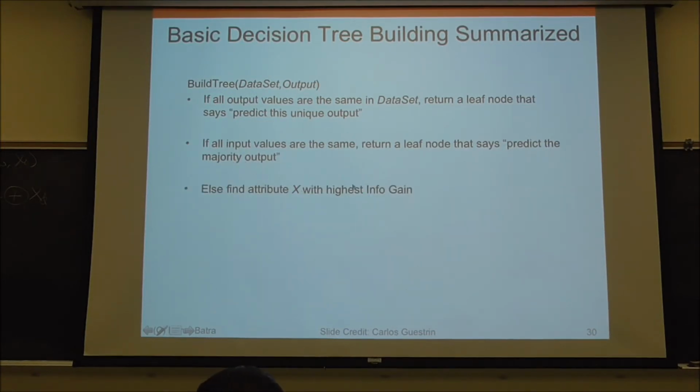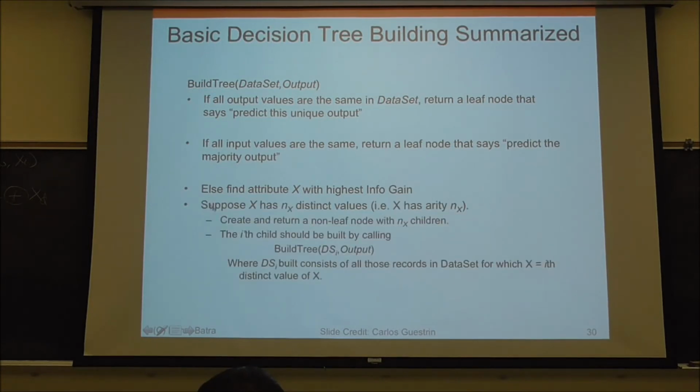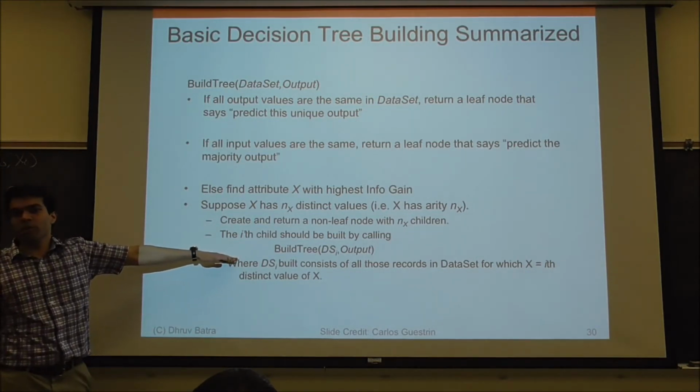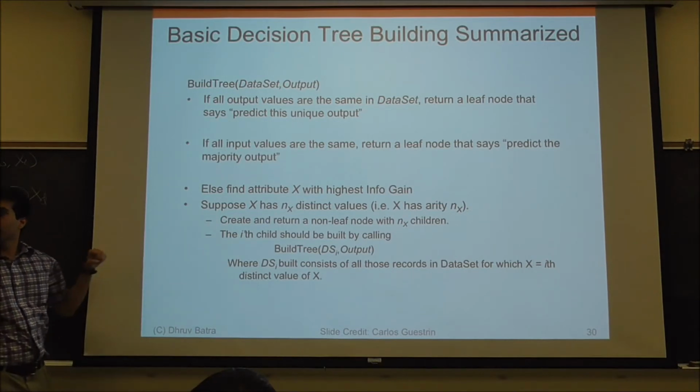Otherwise, you find the attribute X with the highest information gain or mutual information, and then you basically split. If it has X distinct values, then you create that many leaf nodes and you basically call yourself recursively. So that's essentially the pseudocode for any implementation of decision trees that you have to work with.